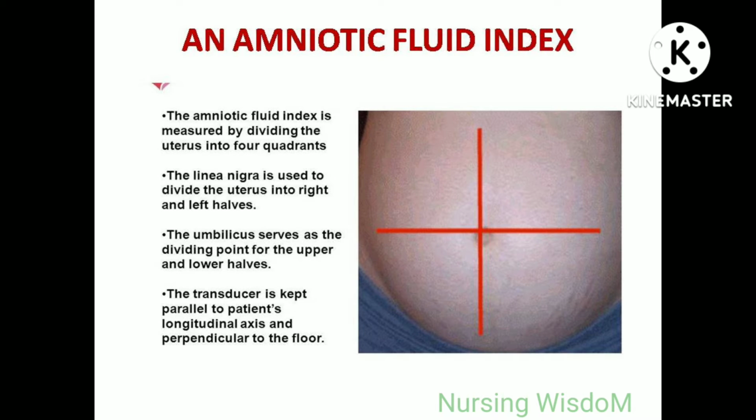Amniotic fluid index. The amniotic fluid index is measured by using transabdominal ultrasound. It is measured by dividing the uterus into 4 quadrants. The linea nigra is used to divide the uterus into right and left halves. The umbilicus serves as the dividing point for the upper and lower halves. The transducer is kept parallel to the patient's longitudinal axis and perpendicular to the floor.